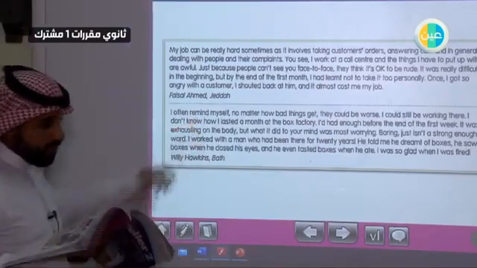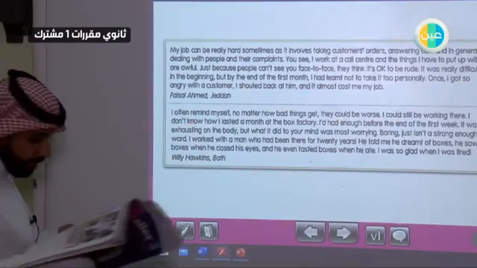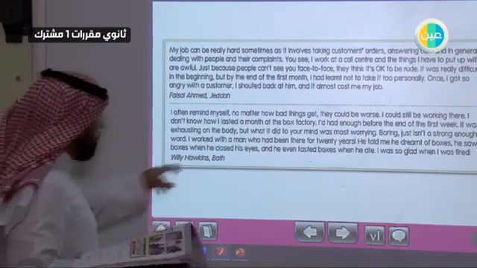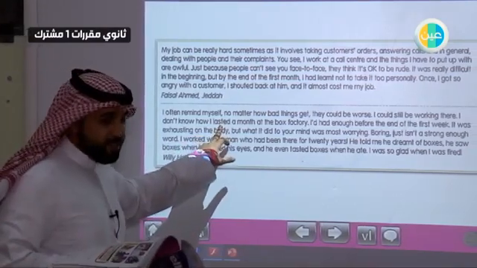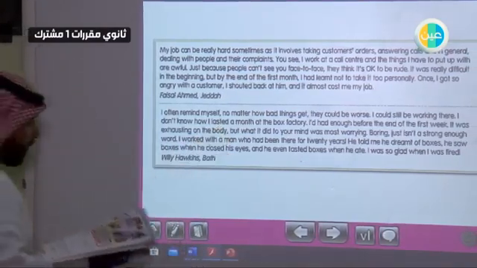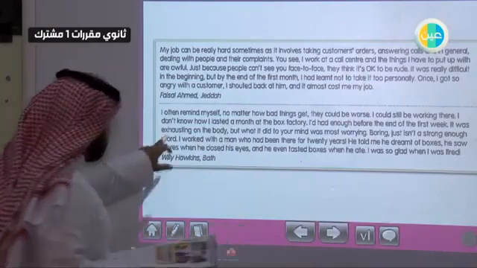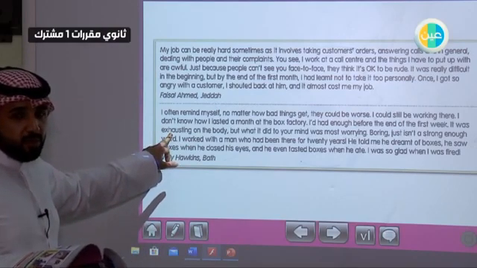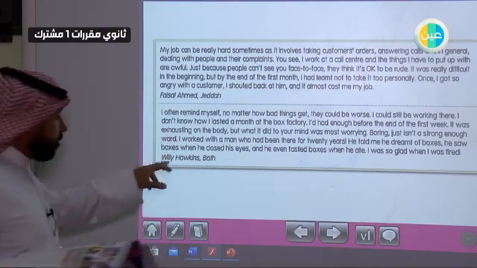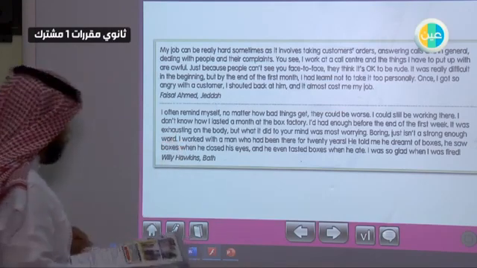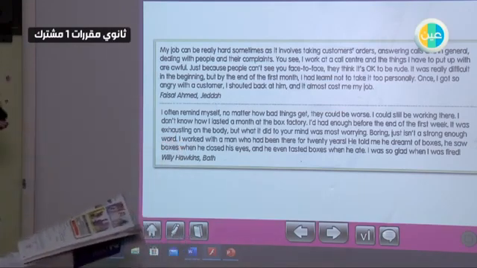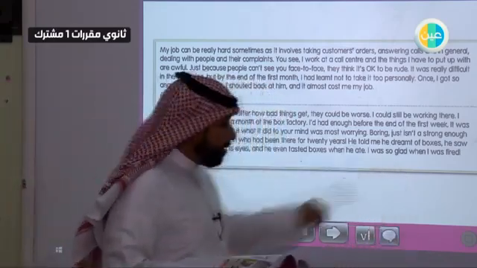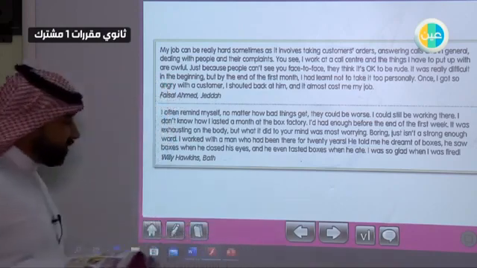Remind, when you cause something to remember or someone to remember. Lasted, as I said before, stayed. Exhausting. This is for a very tired person. When he's so tired or very tired, we call that exhausting or exhausted. And the last one, glad, which means happy. He was happy when he was fired from his job.